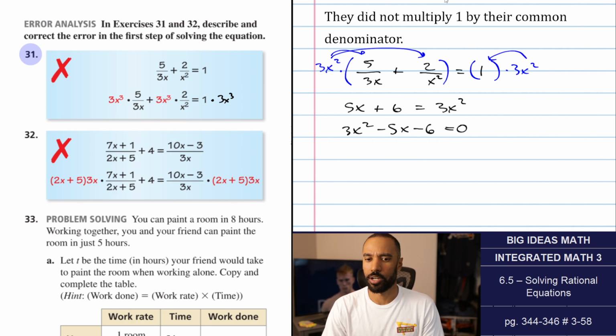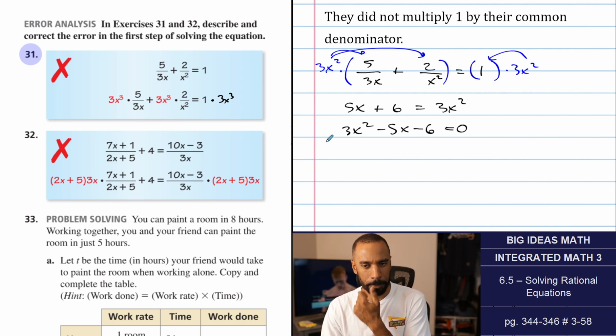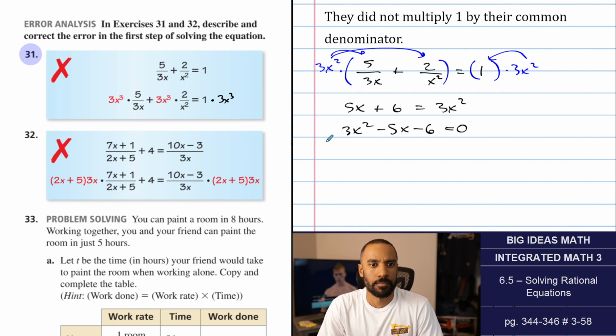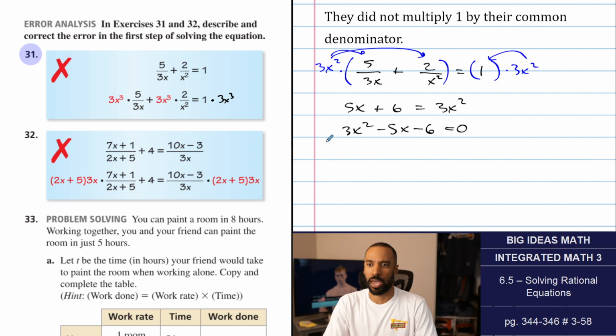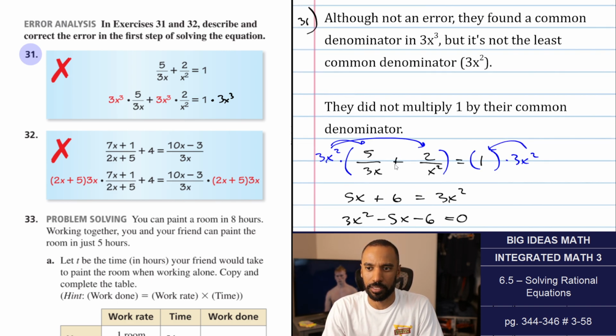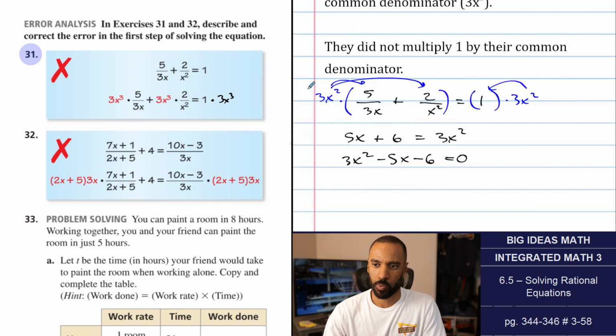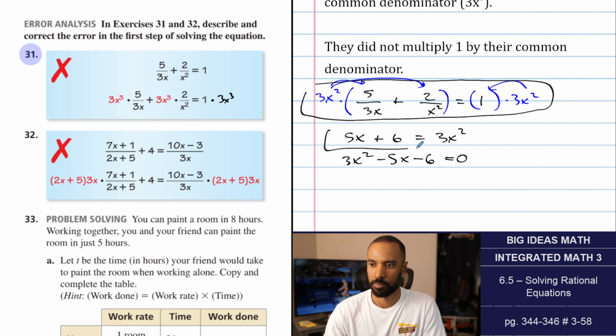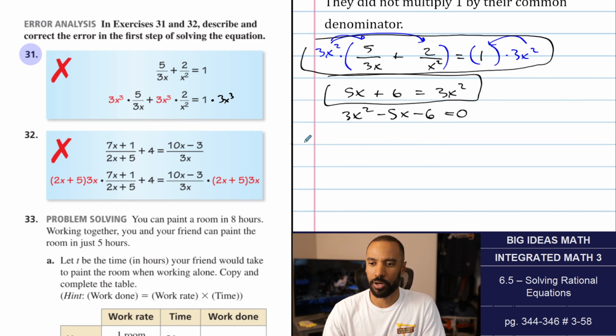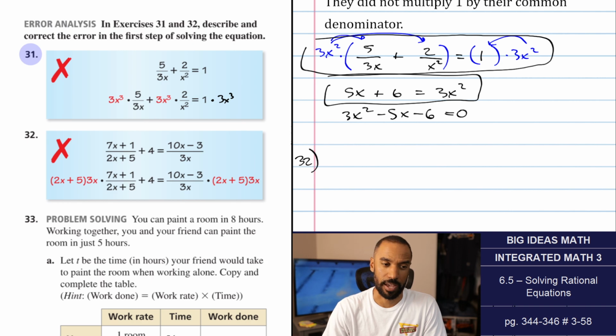Okay, so let's go ahead and try and solve this thing. Actually, they didn't say solve it. They just said describe and correct the error in the first step. Okay, I'm going to move forward then. By the way, I don't think that's factorable.